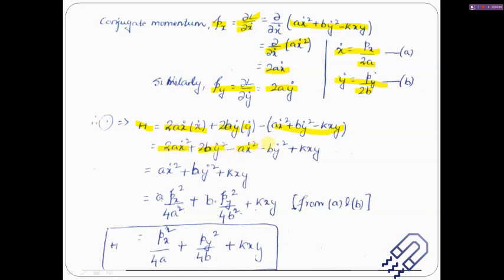Okay. So we have seen that this automatically comes in such a way that you have 2a x dot square minus a x dot square. So this will become a x dot square. This is b y dot square and kxy. You can do the maths. Very simple.